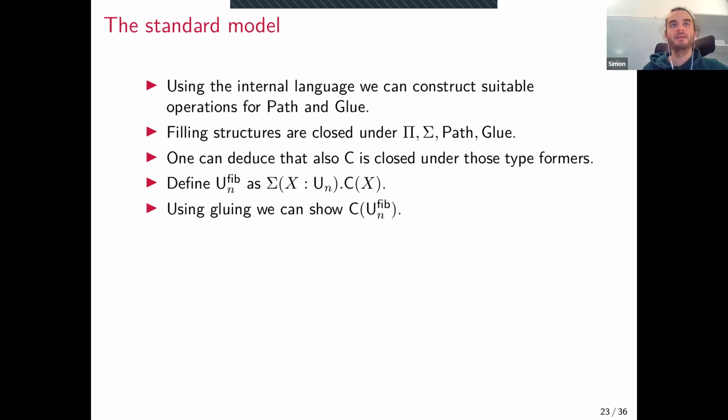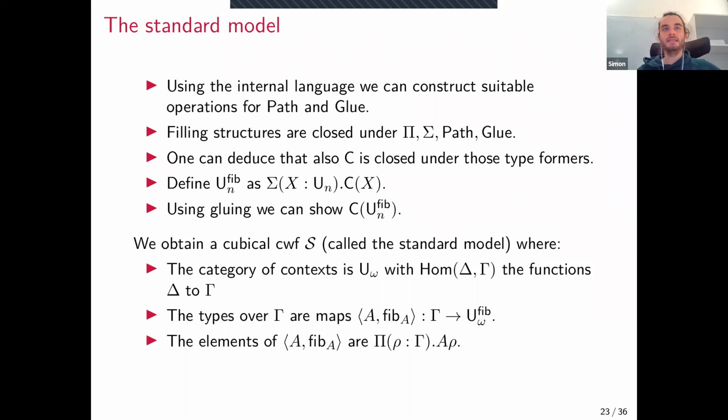And we can define the fibrant universe, which is just the sigma type of all types of level n, which are given, this really corresponds to having a filling structure. And then using gluing itself, we can show that the type of fibrant types is fibrant itself. So I call something fibrant if I have something in C.